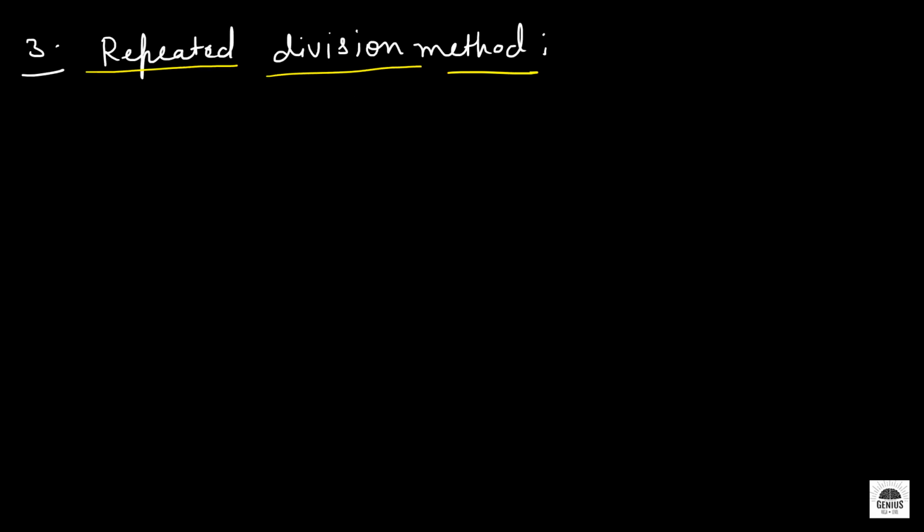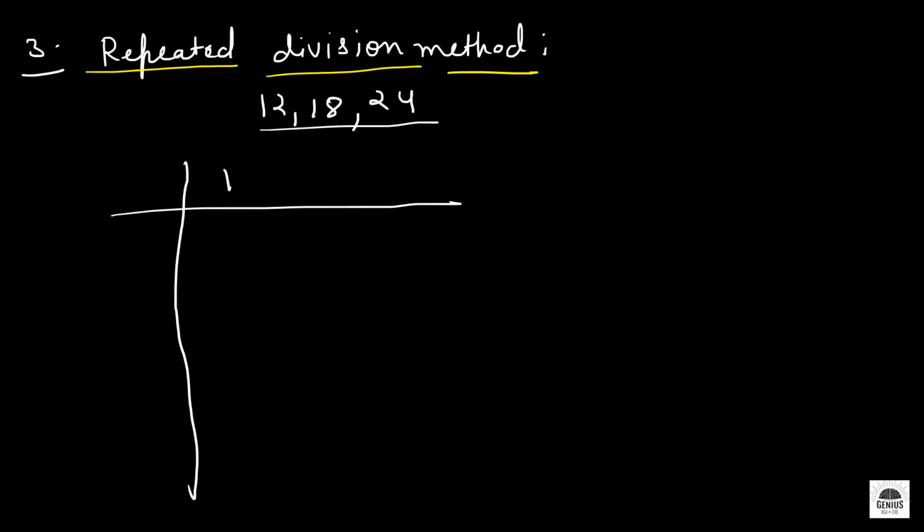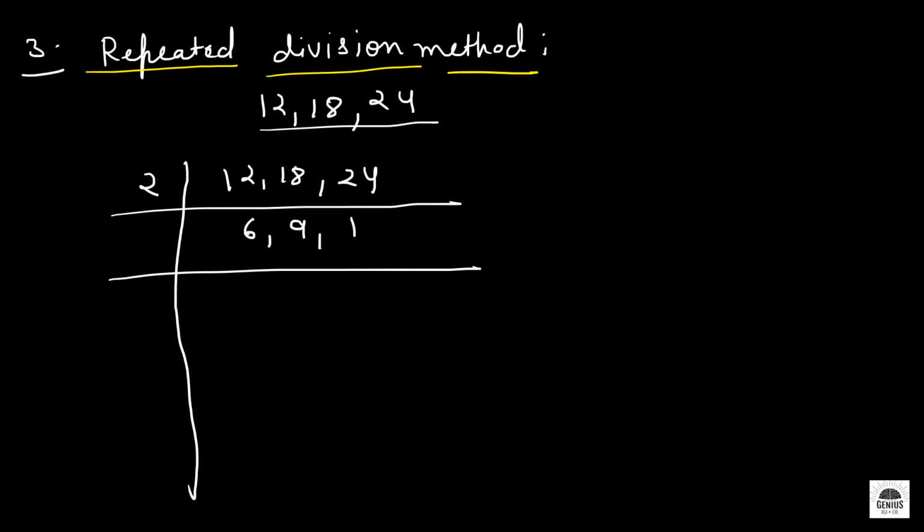Now the third method is the repeated division method. Let's take an example to understand it. Suppose we have three numbers, 12, 18 and 24, and we have to find the LCM of these numbers. By this method we write down these numbers like this, 12, 18 and 24, and start dividing by the smallest prime number which can divide at least one of these numbers. We start with 2 because these are even numbers. So 2 6s are 12, 2 9s are 18 and 2 12s are 24.